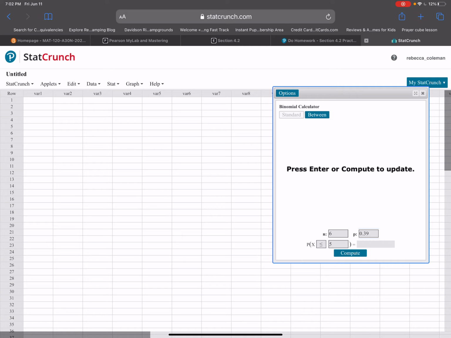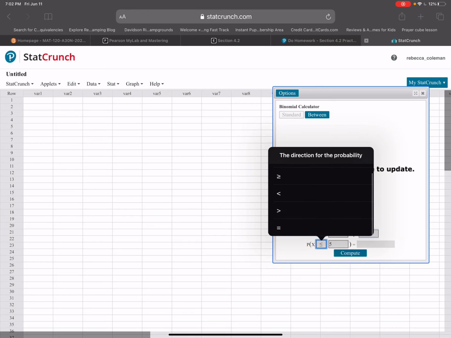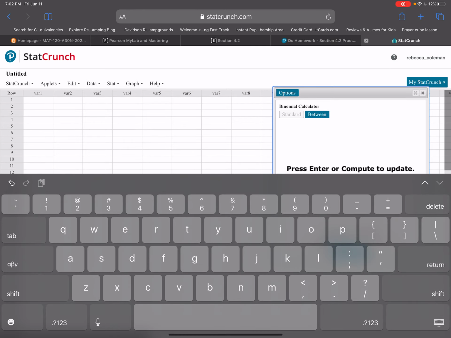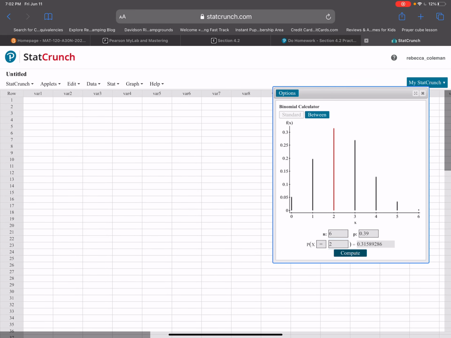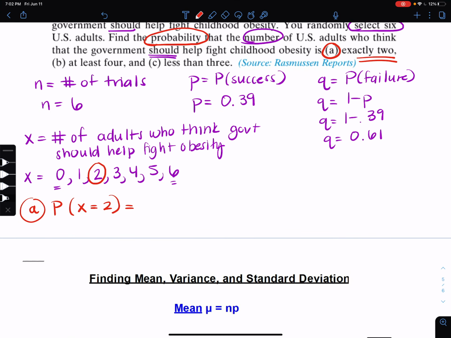And then right down here, you're going to specify what probability you're trying to find. Now, we want exactly 2. Exactly is equal to 2 successful trials. When I hit compute, it's technically using that binomial formula that I referred to calculate the probability that 2 people will say, yes, the government should do this. And if I round that to 3 decimal places, I have a probability of 0.316.